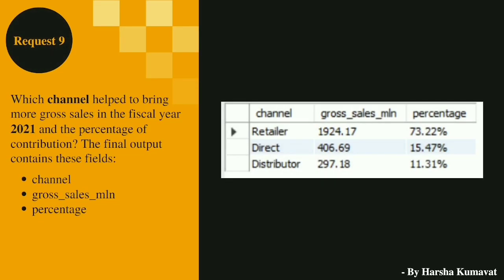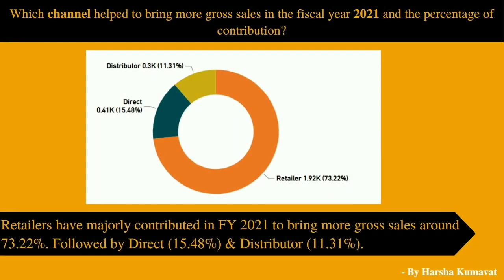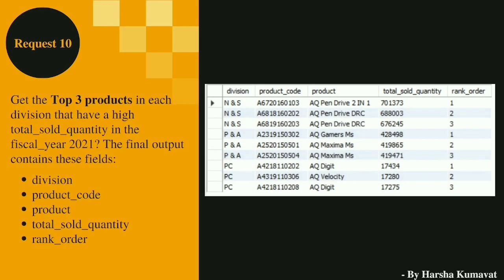This request is regarding which channel helped to bring more gross sales in financial year 2021 and the percentage of contribution. So here is the output which we got after running the SQL query. Retailers have majorly contributed in financial year 2021 to bring more gross sales, around 73.22%, followed by direct at 15.48%, followed by distributor at 11.31%. Now let's move on to the next query.